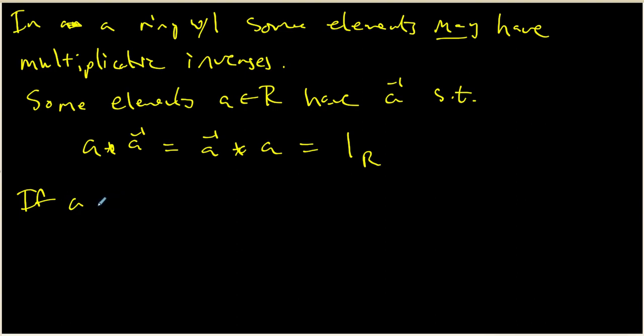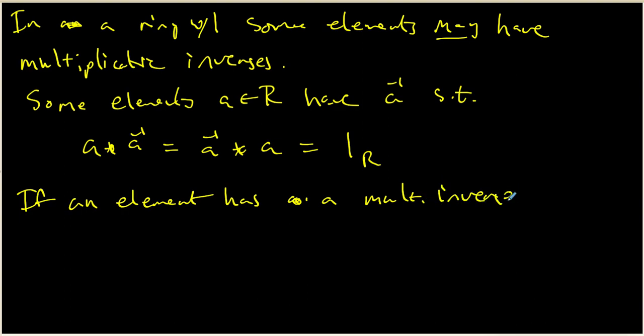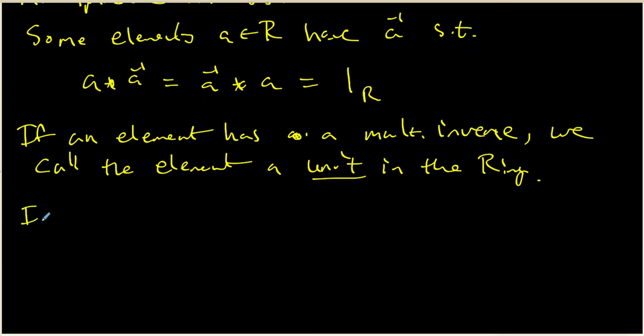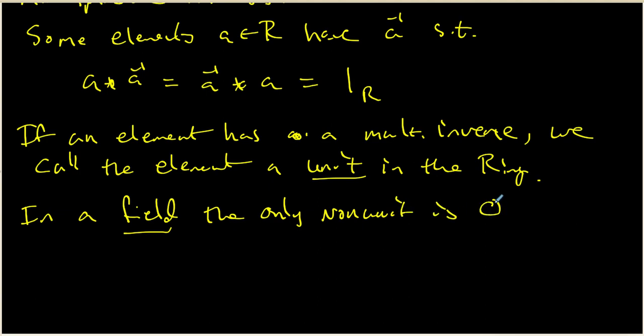If an element has a multiplicative inverse, we call the element a unit in the ring. It's also important to realize that in a field, every non-zero element has to have a multiplicative inverse. So in a field, the only non-unit is the 0. So what we're looking at now is this particular theorem.